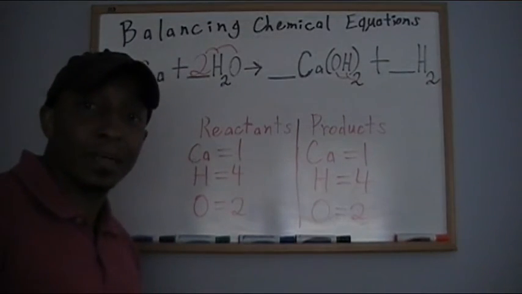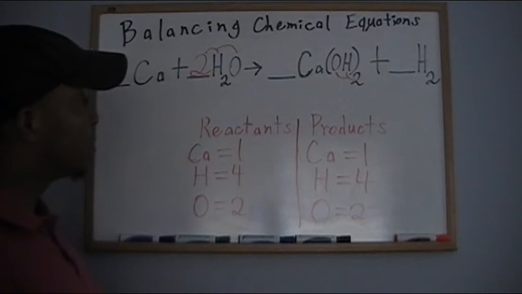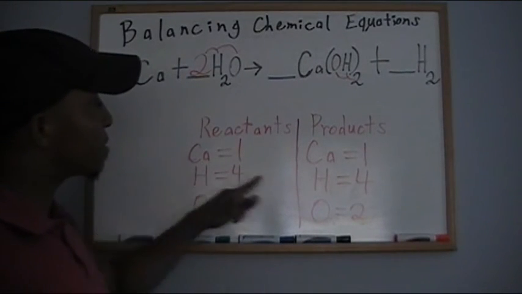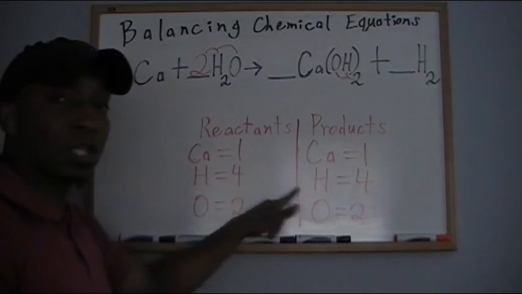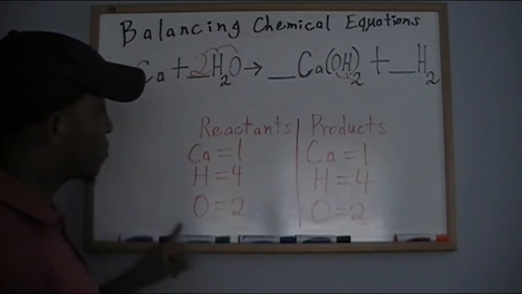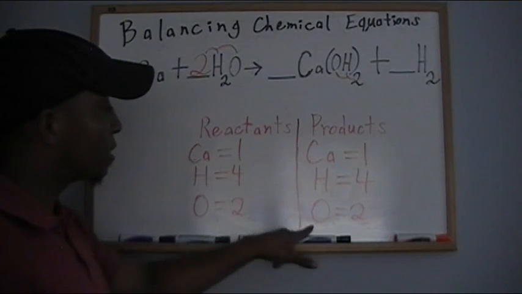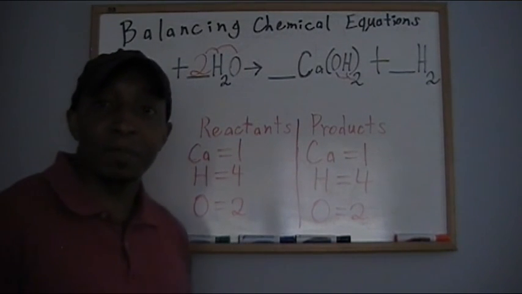Now let's look at our chemical equation. Let's see if it's balanced. Jordan, do I have the same number of calciums on each side? Yes, sir. Do I have the same number of hydrogens on each side? Yes, sir. And do I have the same number of oxygens on each side? Yes, sir. Ladies and gentlemen, that's balancing chemical equations.